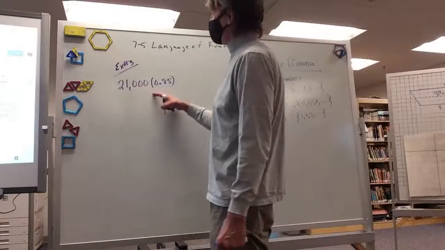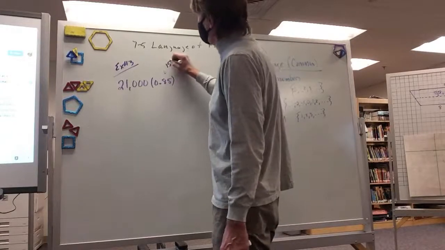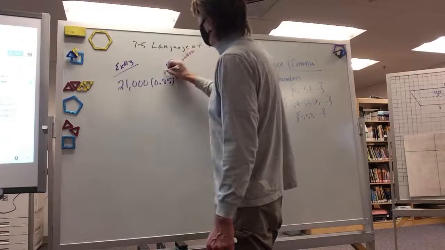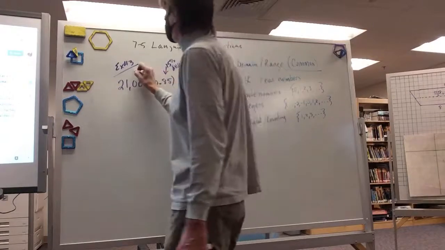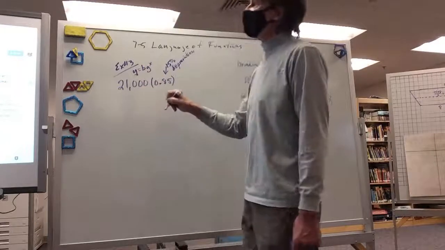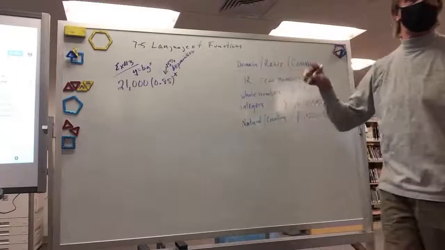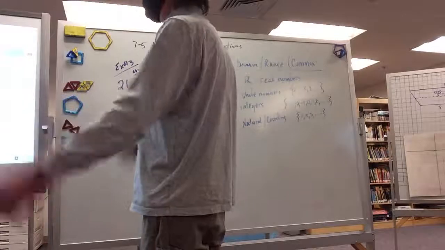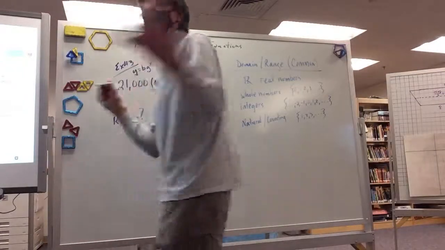So you have $21,000, which is multiplied by 85%. So this is a 15% depreciation. So then it keeps 85% of its value. So this is written in y equals a b to the x form. And then what they did is they said x means the number of years that it depreciates. So what is the range of the function? That's the only question that they're asking.